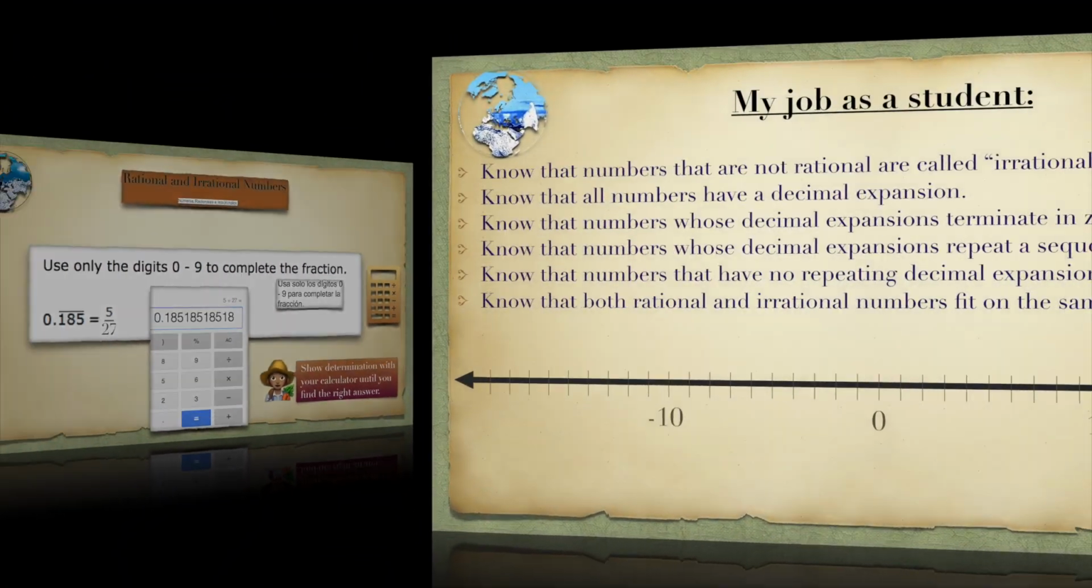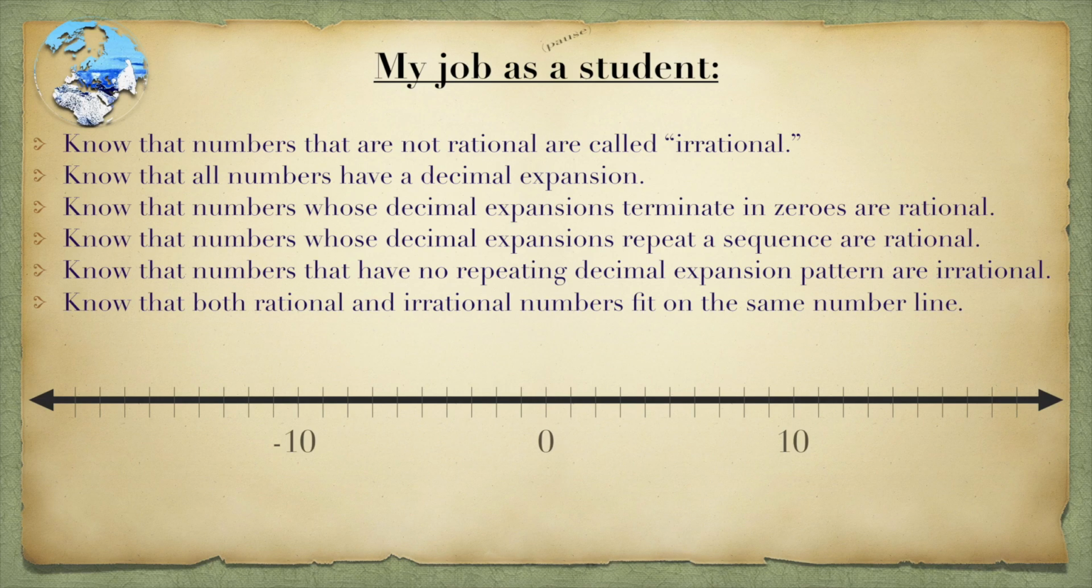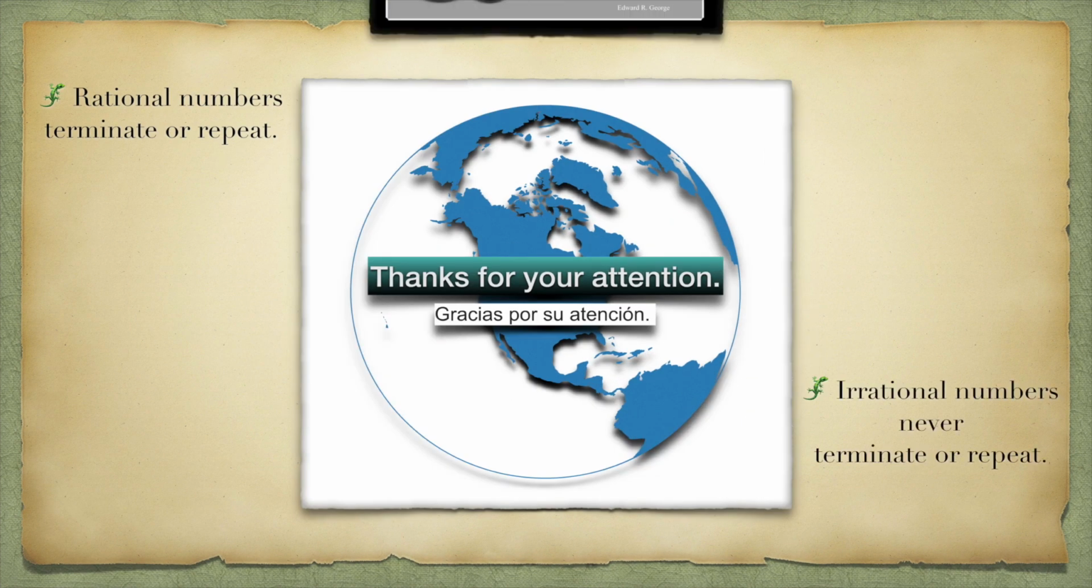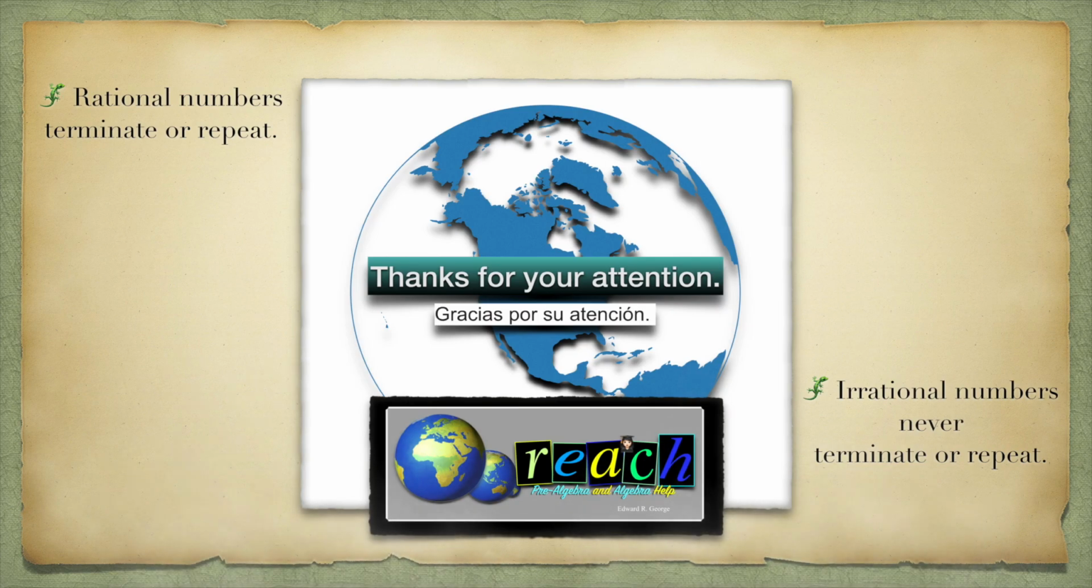Here you can pause it if you want to read all of this. This is important information about rational and irrational numbers, things that you are supposed to know heading into high school. Rational numbers terminate or repeat. Irrational numbers never terminate or repeat.